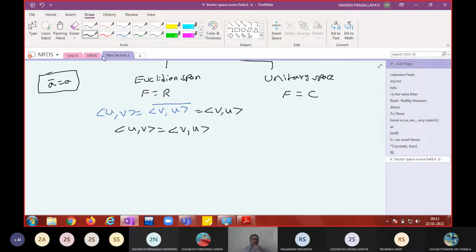Okay. So for example, you take this one. Now let us confine our discussion to the Euclidean space. Let V be a Euclidean space. That means I am going to assume this property. Okay, be a Euclidean space.